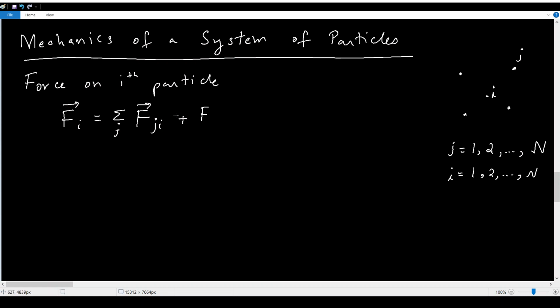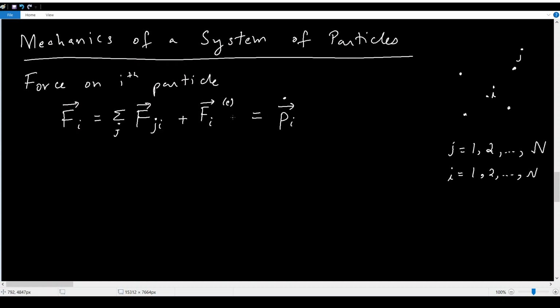And let's say we also have some force which is external, coming from outside of this system of particles. So we are just calling that the external force on the ith particle. And by Newton's second law, this of course equals the time derivative of the momentum of the ith particle. So this is the equation of motion for the ith particle. The net force is the internal force plus the external force, and that equals its rate of change of momentum with respect to time, right?